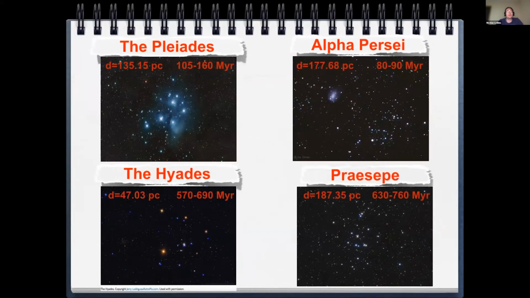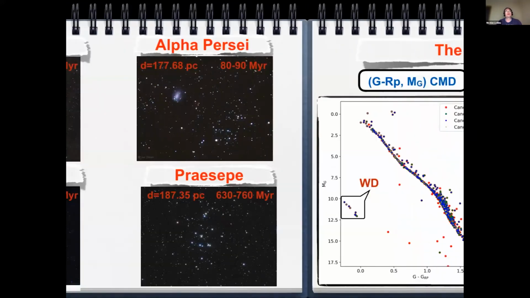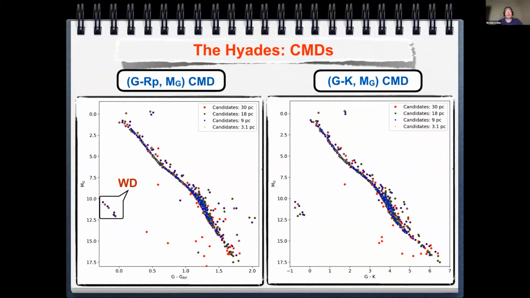We applied the method to 4 well-known clusters: the Pleiades, Alpha Persei, the Hyades, and Praesepe, whose distances and age ranges are written here on top of the images of each cluster. As a result, we got color magnitude diagrams like the one shown on this slide. On the left-hand side, you have a Gaia-only color magnitude diagram with the G-R color on the x-axis and the absolute G-band magnitude on the y-axis. On the right-hand side, you have the G-K color, K coming from 2MASS mainly, and the absolute G-band magnitude again on the y-axis. You can see that the sequence of the cluster is very well defined.